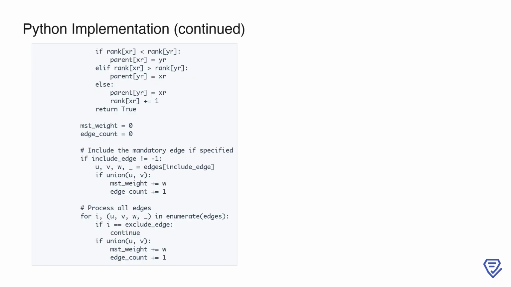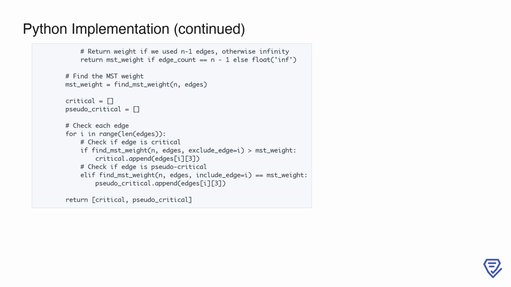For each edge, we attempt to union its nodes. If successful, we update the MST weight and edge count. This logic ensures that we process edges in the correct order and efficiently build the MST. Finally, the helper function returns the MST weight if we successfully use exactly n-1 edges, where n is the number of nodes. Otherwise, it returns infinity to indicate that forming a valid MST is not possible.